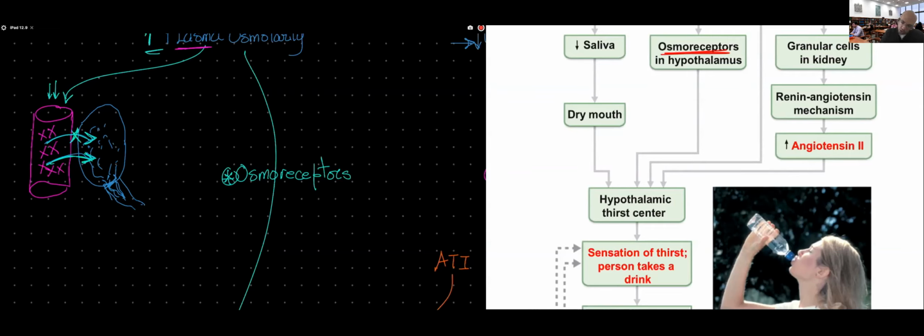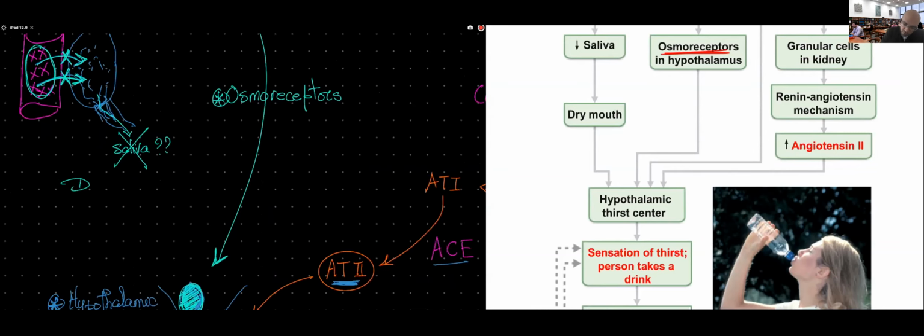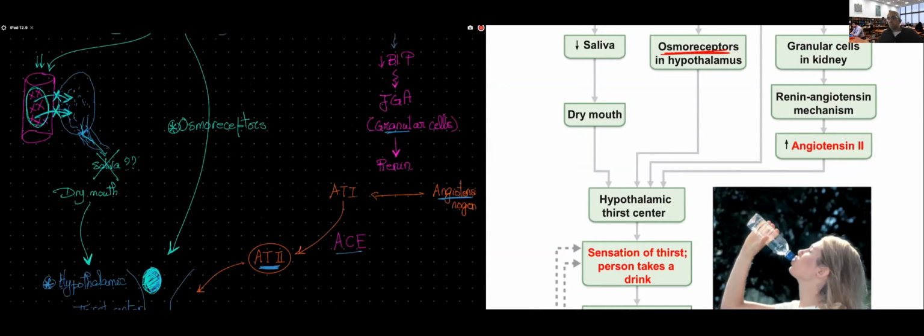No. Why? Because high solute means I will be pulling the water towards me. So would I be able to release saliva in the oral cavity if I'm not able to get fluid from the vessels? No. So what would I develop? I will develop dry mouth. And the dry mouth is going to be activating the hypothalamic thirst center.